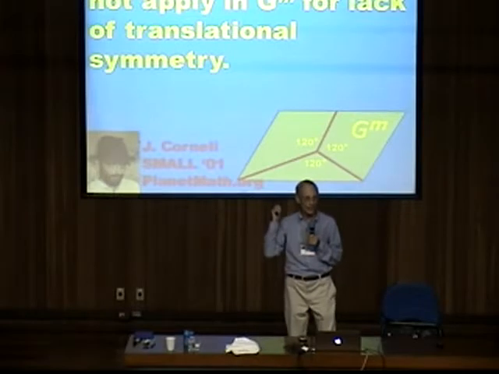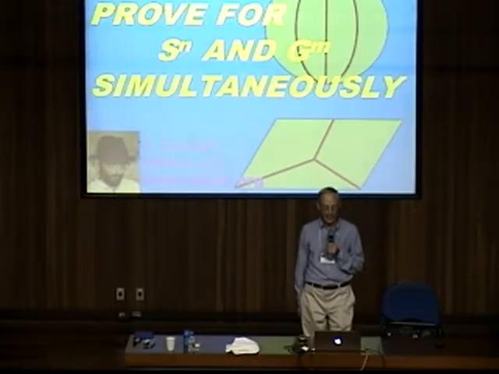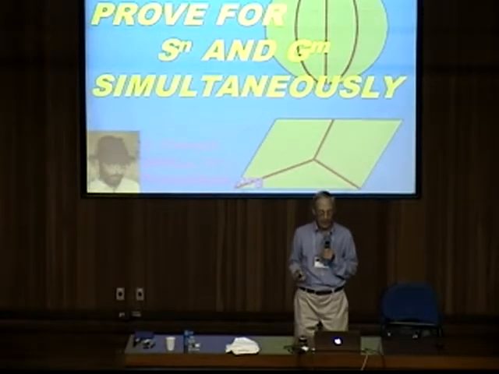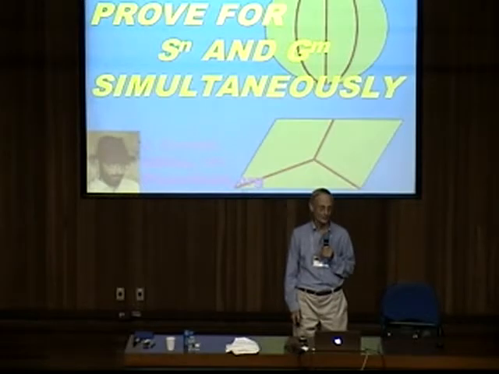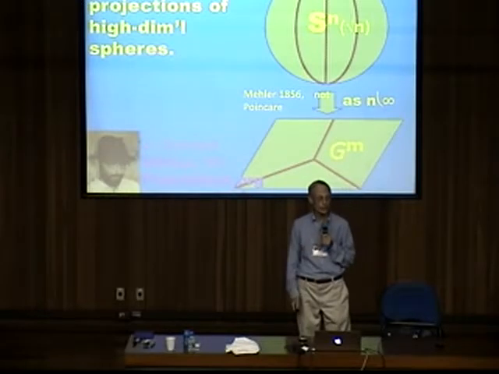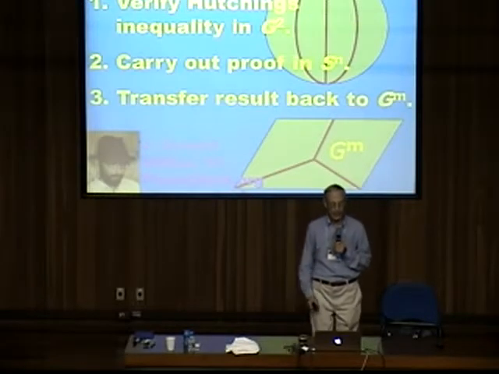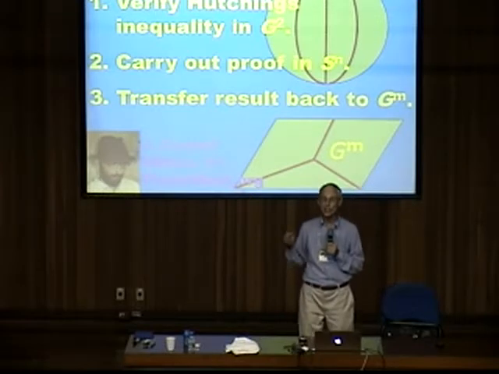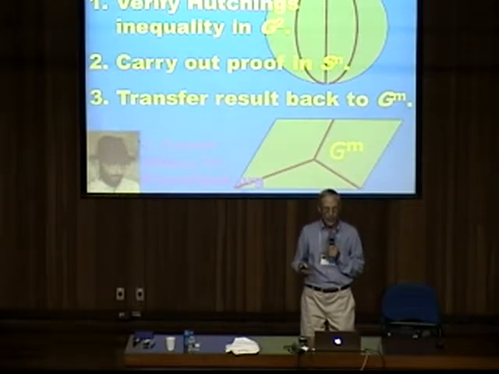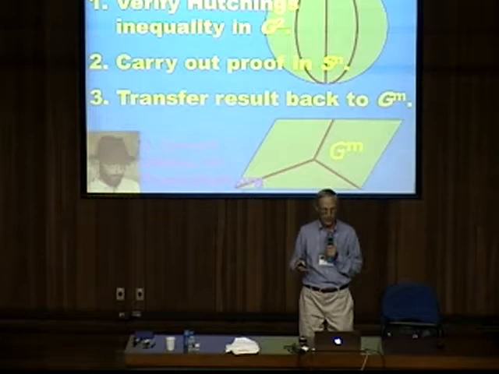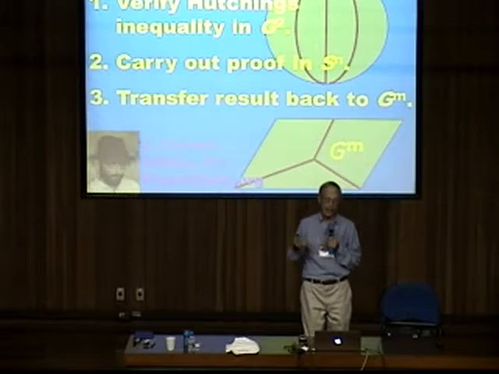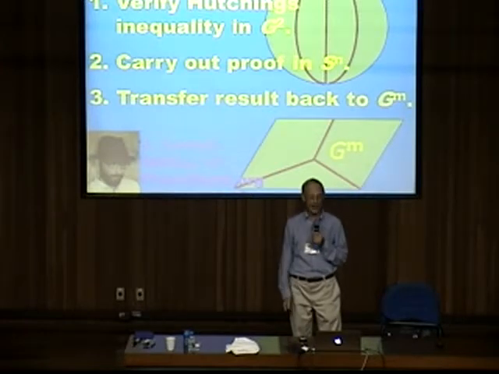And then Joe Corneli here, who was an undergraduate at the time, had the idea of proving the double bubble theorem for the sphere and Gauss space simultaneously. They're related, remember, because Gauss space is a limit of projections of high-dimensional spheres. And his idea was to verify the Hutchings inequality in G2, in the Gaussian plane, which would then imply it, and then carry out the proof, I'll do this in more detail in a minute, in the sphere, and then translate the result back to Gauss space.